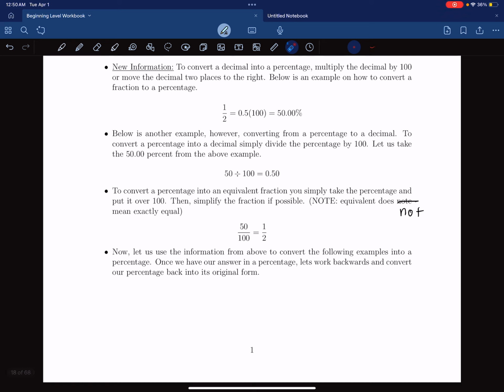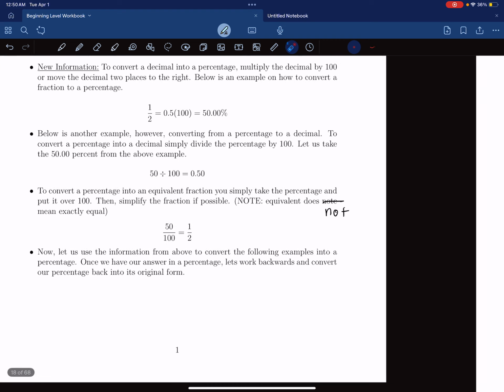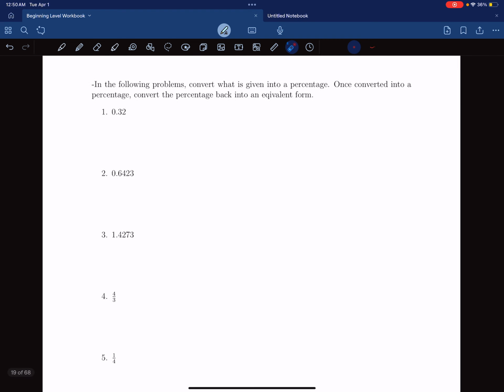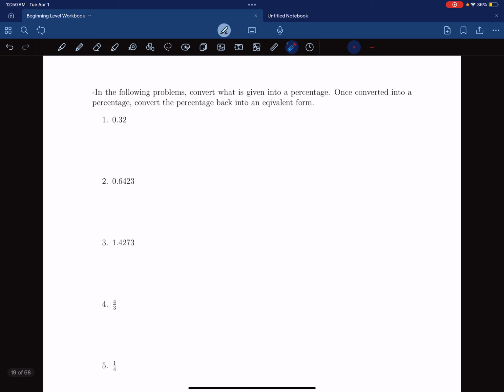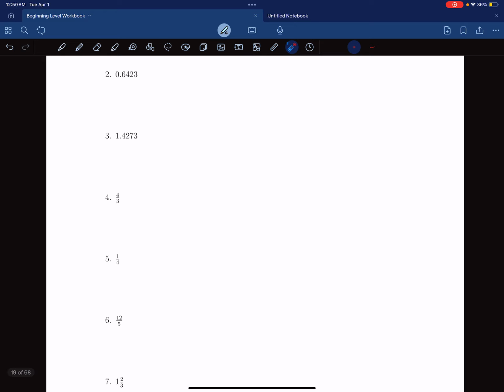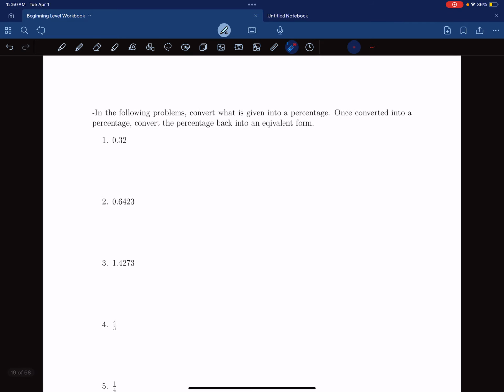Now let's use that information and convert the following examples into a percentage. Once we have our answers as a percentage, let's work backwards and convert our percentages back into their original form. That was a lot of talking, so I do apologize. But now we can officially go through our examples for this section. I already said the directions, but if you need them, they are here. Without further ado, I encourage you to pause the video and try example 1 on your own before I work through it. Assuming you have given it a go, let's work through it together.